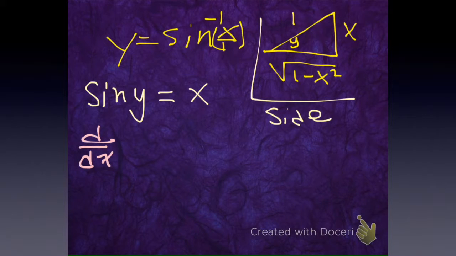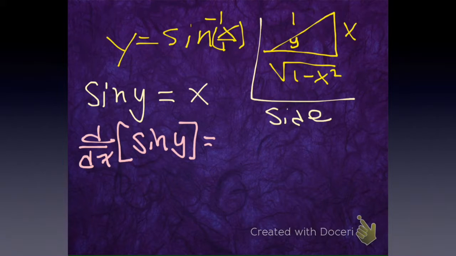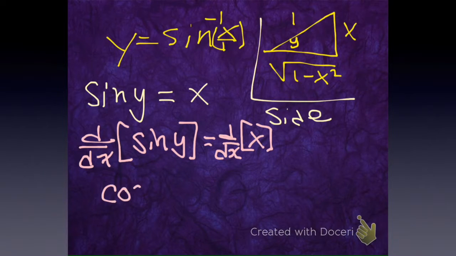I want to take the derivative with respect to x of the sine of y, and that's going to be equal to the derivative with respect to x of x. What's next? We take the derivative implicitly. That says, everywhere I see y, I'm going to tack on a dy/dx. So what's the derivative of sine? Cosine of y, because it's the derivative of the outside evaluated at the inside times the derivative of the inside. That's dy/dx.